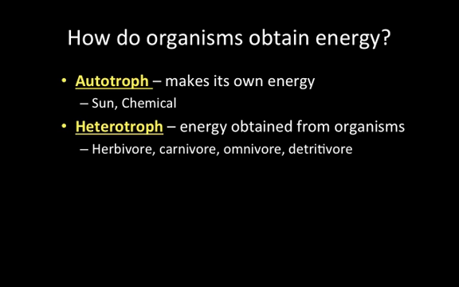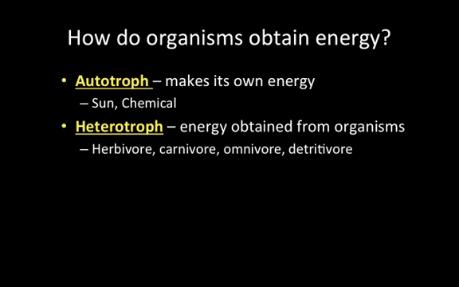The other type, and the one we're probably more familiar with, are heterotrophs. And those organisms obtain energy from other organisms. For example, humans are heterotrophs. We are required to eat other organisms, whether it be plant or animal, in order to obtain their energy. So things like herbivores, only eating plants, carnivores, only eating flesh, omnivores, eating both, or detritivores, only eating dead things. All of these are different types of heterotrophs that obtain energy from other organisms.